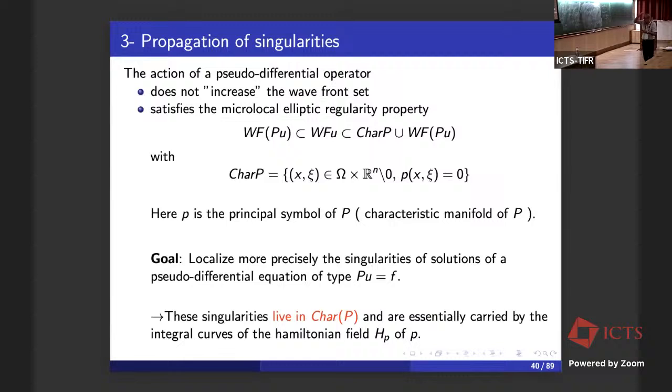So this is done also with this. Now the goal is to more precisely follow the singularities. Okay, just one picture. State the problem.